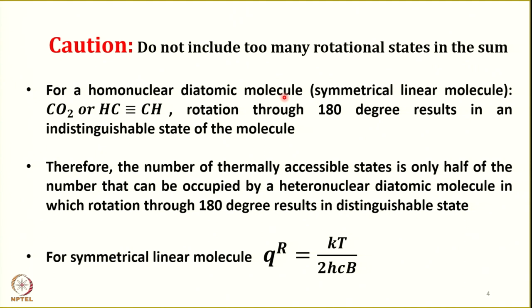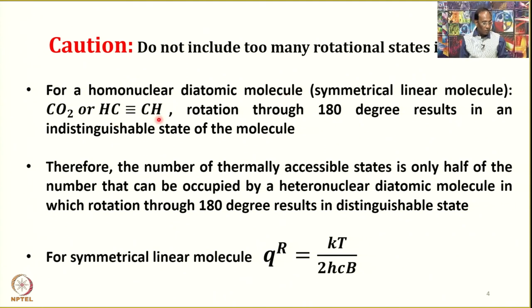Now, from the non-symmetrical linear rotor, we are going to discuss the symmetrical linear rotor. One such example is HC triple bond CH, acetylene, or carbon dioxide. These are symmetrical linear rotors. Why? Because when you have a homonuclear diatomic molecule or symmetrical linear molecule, then rotation through 180 degrees results in an indistinguishable state of the molecule. For example, if I consider this is one atom, this is another atom, and then when I rotate it by 180 degrees, you cannot distinguish this atom from this atom. That means 180 degree rotation results in an indistinguishable state of the molecule.